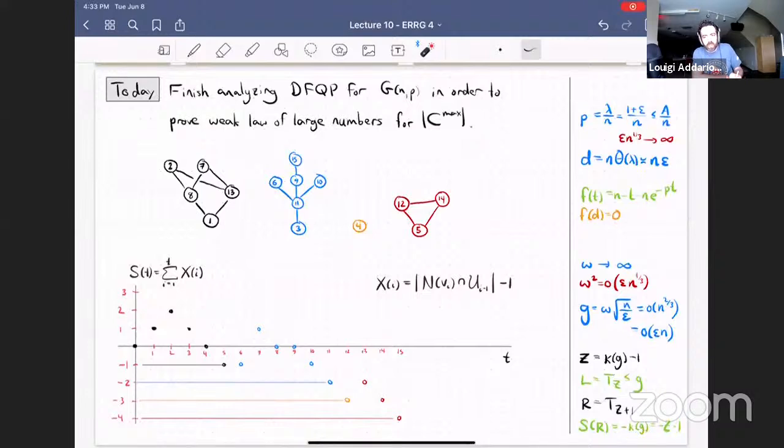So the key insight was that this process S, which was tracking the number of active vertices, the number of newly discovered vertices minus 1, hits new running minima each time it finishes discovering a component. So we did this example of an exploration of a graph with these 4 connected components.